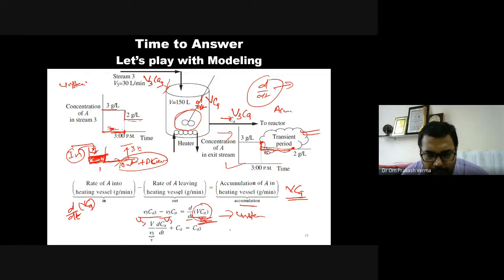So it will give what? CA3 minus CA is equal to V by V3 d by dt of CA. Okay, d by dt of CA. The concentration is changing, right? So this is the final equation.